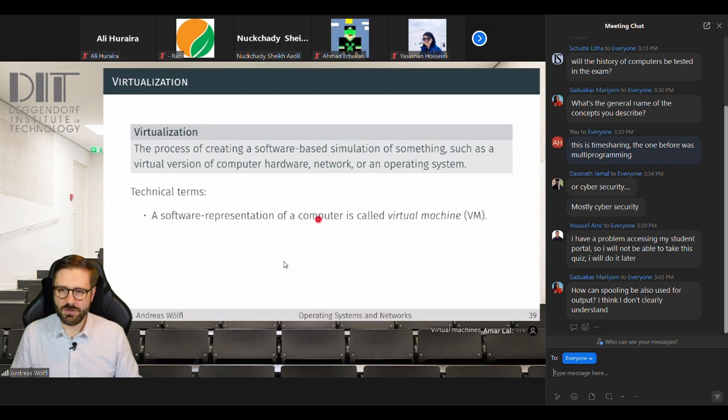A software-based representation of a computer is called a virtual machine. So we can emulate or virtualize. Virtualize is the technically correct term for this. We can virtualize a CPU. We can virtualize RAM. We can virtualize disks. We can virtualize all the components of a computer. So one physical computer, like my laptop here, can run multiple virtualized, software-based representations of computers. We call this a virtual machine.